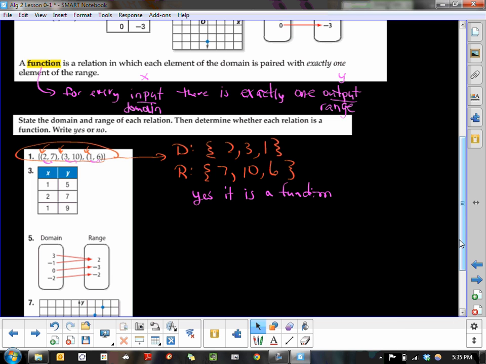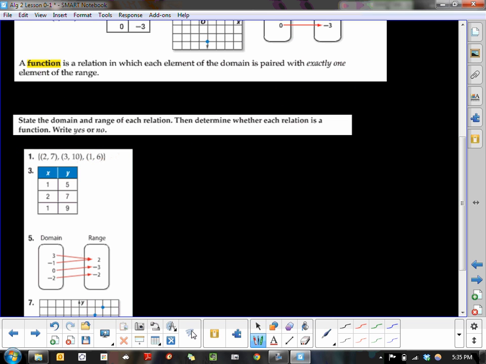Because for every input, there's exactly one output. Let's look at example number 3. In example number 3, the 1 gets paired with the 5, so we're going to look at our domain and the range. It's just a different way of organizing and looking at the data in a table.